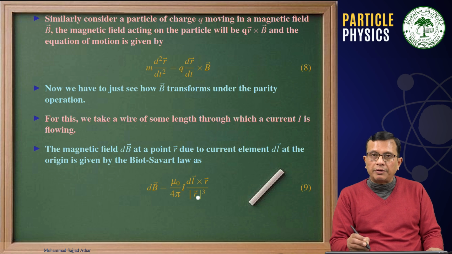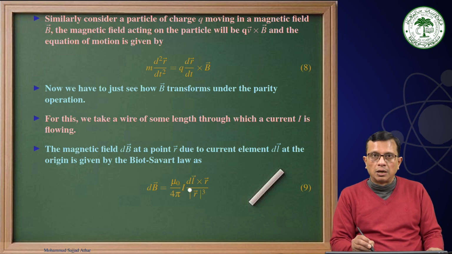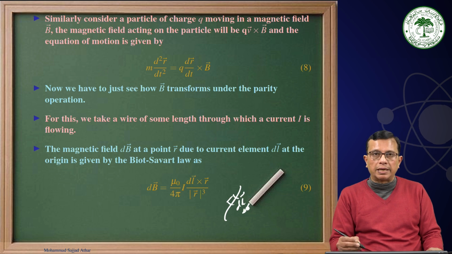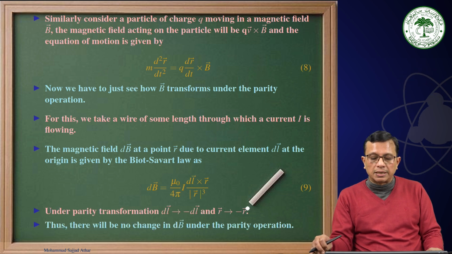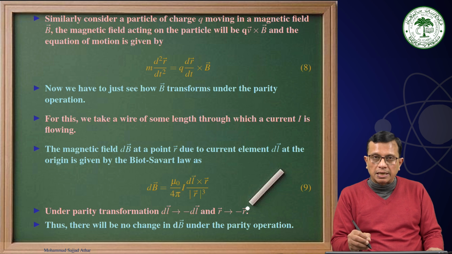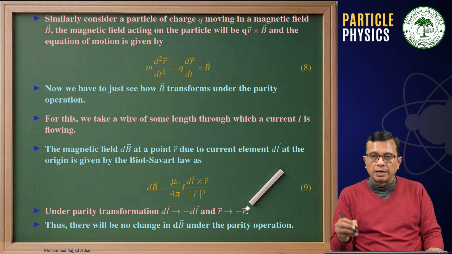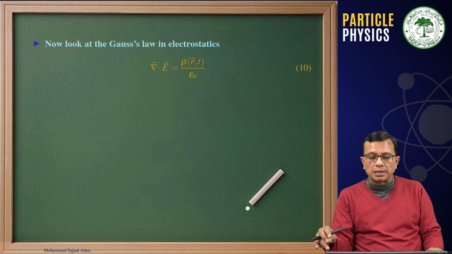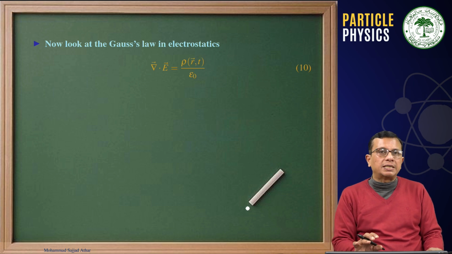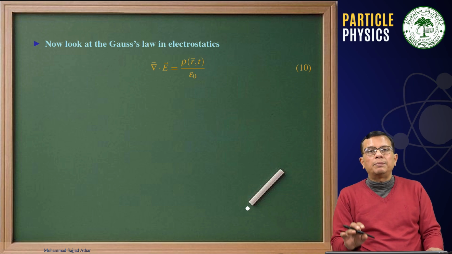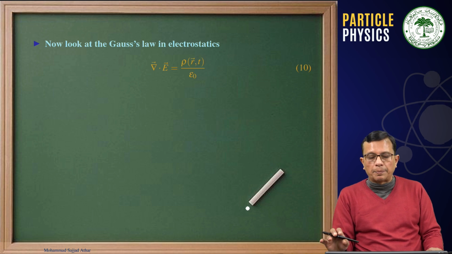Then under parity, r will change to minus r and dl will change to minus dl. This is also the element that we are talking about. Under parity operation, it will change sign and r will change sign, such that the magnetic field is not going to change sign. And that is why when you notice here, dl is changing sign, r is changing sign, and the magnetic field is not changing sign. Now, that means the electric field changes sign under parity operation, while the magnetic field does not change sign under parity operation.